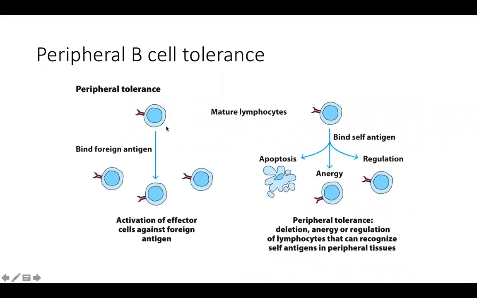So you can see the normal response: a normal B lymphocyte binds foreign antigens, gets activated into memory and effector cells, all of that will happen. But if the B cell binds self antigen, what happens? Either it gets killed, like we saw with activation-induced cell death, or it undergoes anergy, or immune regulatory cells like Tregs, and here Bregs also, or Tregs will regulate it. So the same mechanisms: apoptosis, anergy, and regulation. So peripheral tolerance is deletion, anergy, or regulation.